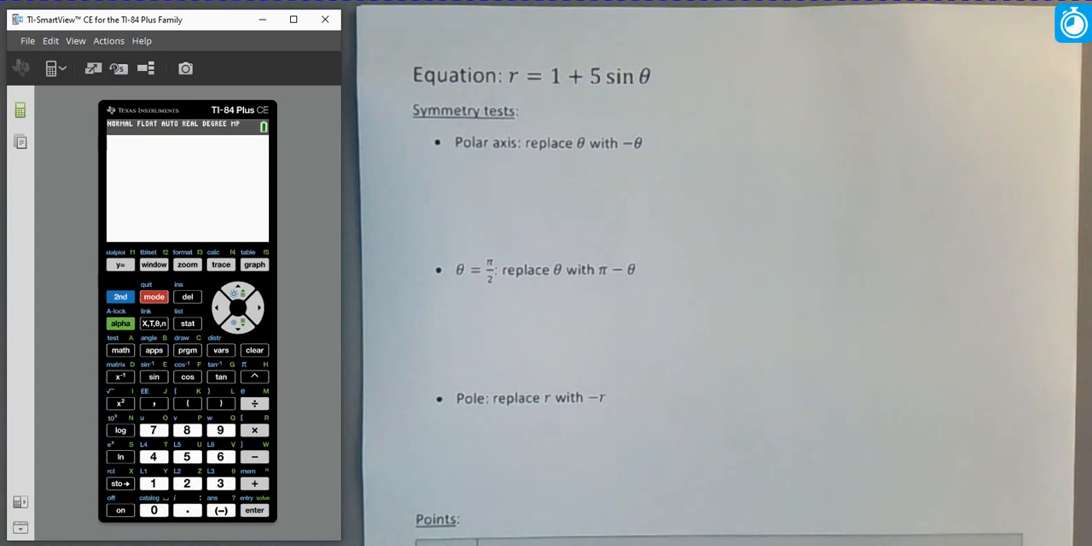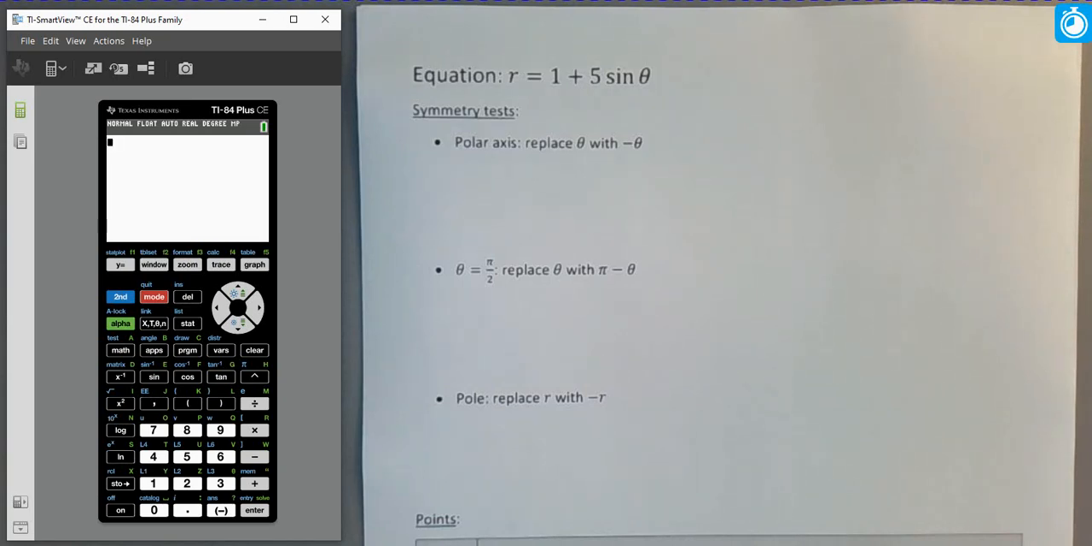Okay, so here's our equation. r is equal to 1 plus 5 times the sine of theta. Now, one thing the problem mentioned is symmetry. Use symmetry to graph. Symmetry is especially important when you're graphing in the polar plane because otherwise polar graphs are very labor intensive to generate. You have to plot a lot of points in order to get an accurate shape.